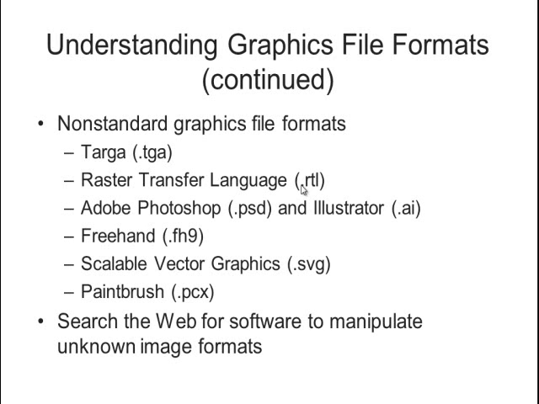To search the web for programs to manipulate or even just to view these files, you go to the web and just search for asterisk dot and then the extension of the file and then space and the word files, and that will bring up information about that file format. And if you search carefully, names of programs that you can use to manipulate or view those files.